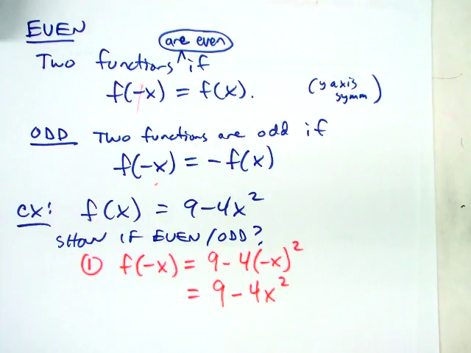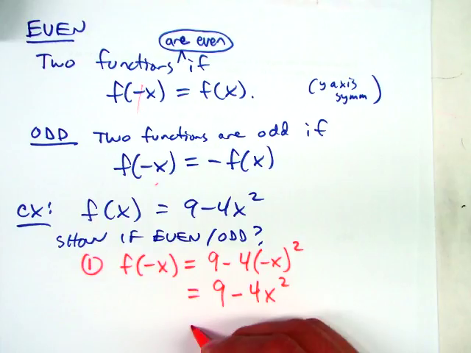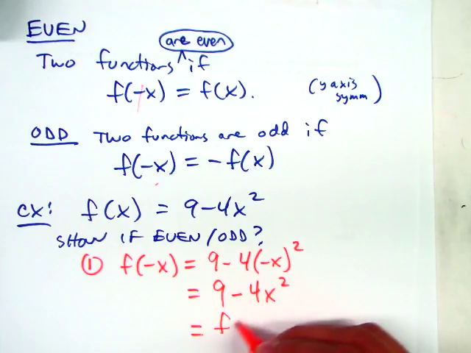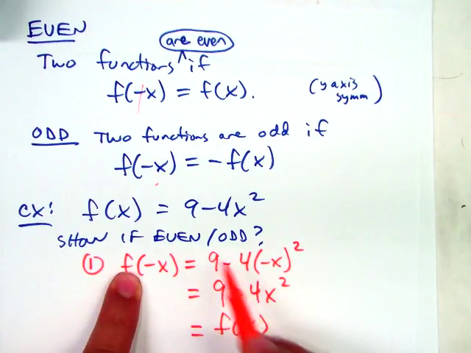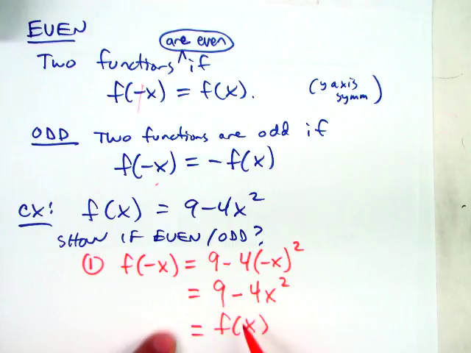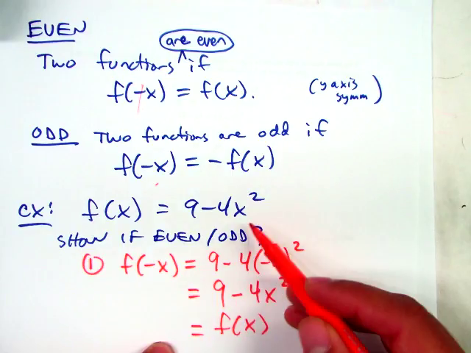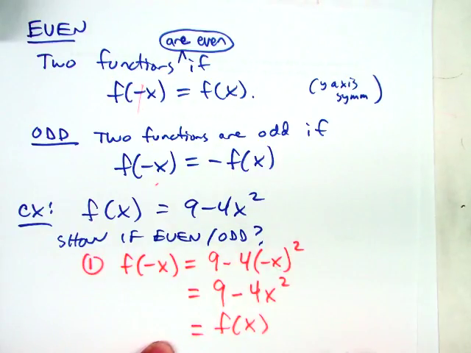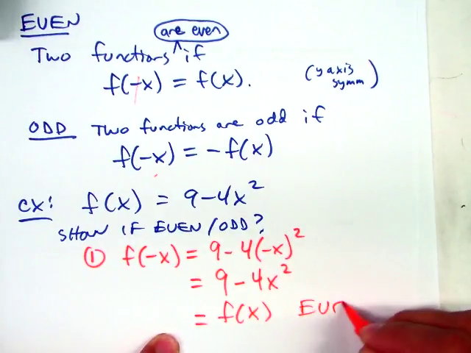Okay? So what happened here? Did we get anything different? We got exactly what? So when I figured out f of negative x, I got 9 minus 4x squared, and look, that was the same as the original function. So what is this? Even. This is easy stuff.